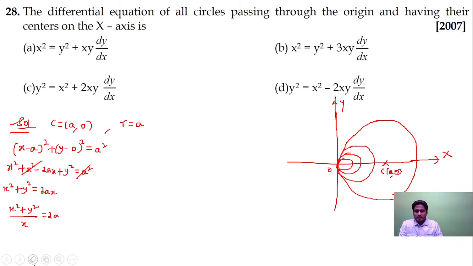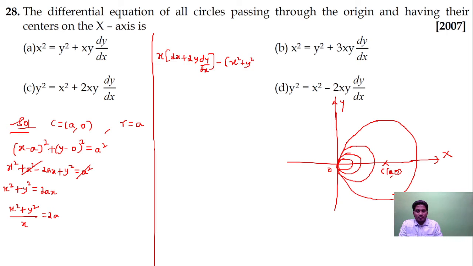Okay, denominator, use the quotient rule, so this becomes denominator times the differentiation of numerator, which is 2x plus 2y dy by dx, minus numerator, x square plus y square, times the differentiation of denominator, 1, over denominator the whole square, is equal to 0. Now if you multiply, you get 2x square plus 2xy dy by dx minus x square minus y square is equal to 0.